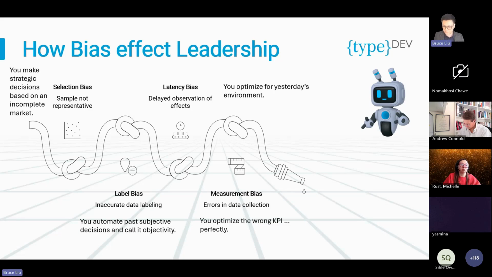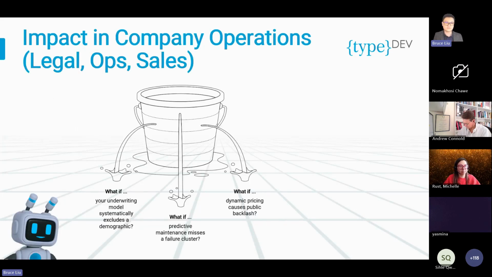And the last one, you optimize for the wrong KPI, which I think we are all very comfortable with. We understand this one quite well. Okay, so the impact that we would have. What if your underwriting model systematically excludes a demographic? So again, what is your AI model trained on?